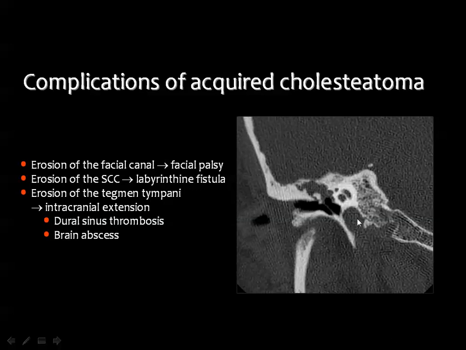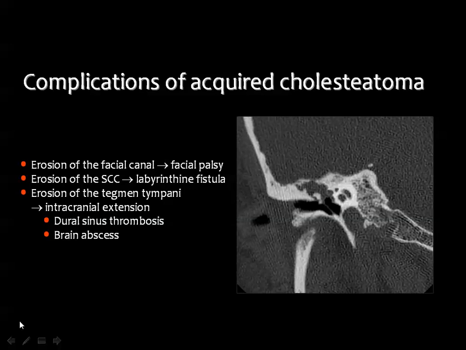If you look carefully, and this is the cochlea, and there are two dots above the cochlea, and these two dots represent the segments of the facial nerve canal. This is the tympanic segment and this is the labyrinthine segment. And here you can see that cholesteatoma has eroded the tympanic segment and this will result in affection of the facial nerve leading to facial palsy.